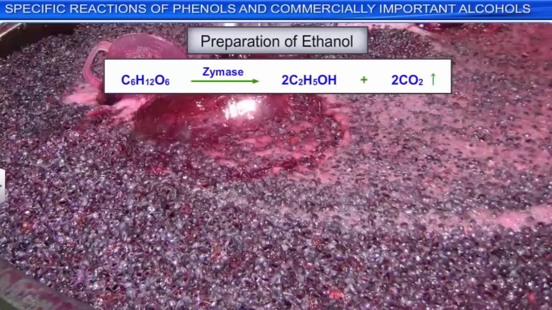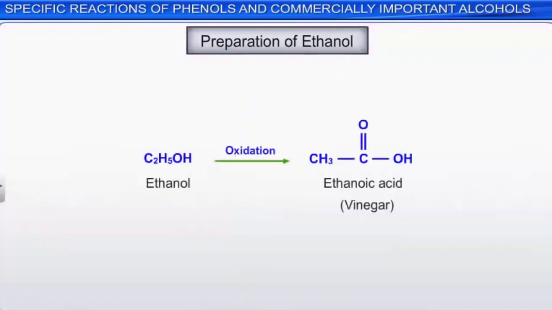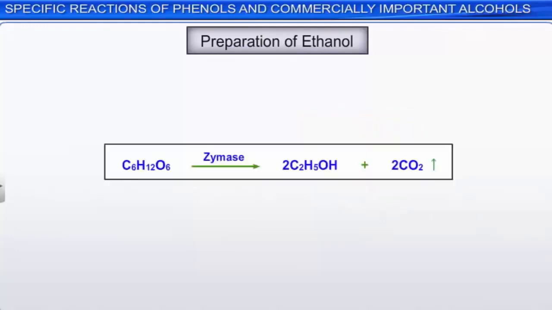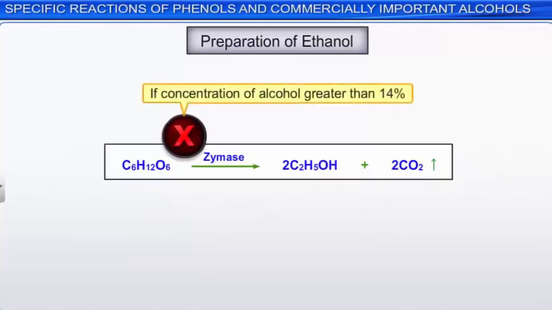Fermentation needs to be carried out under anaerobic conditions. If air gets into the container, the ethanol will be oxidized into ethanoic acid, that is, vinegar, which will ruin the taste of the final product. Zymase activity is inhibited once the alcohol concentration of the wine becomes greater than about 14%.